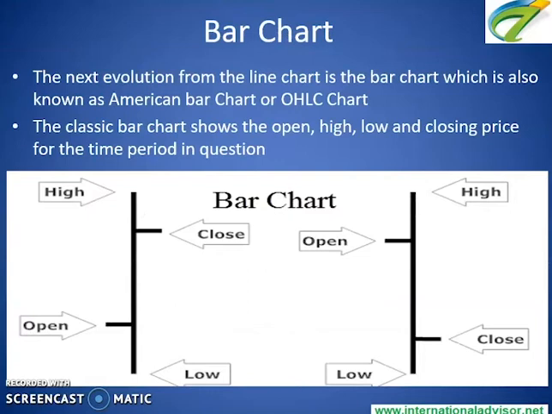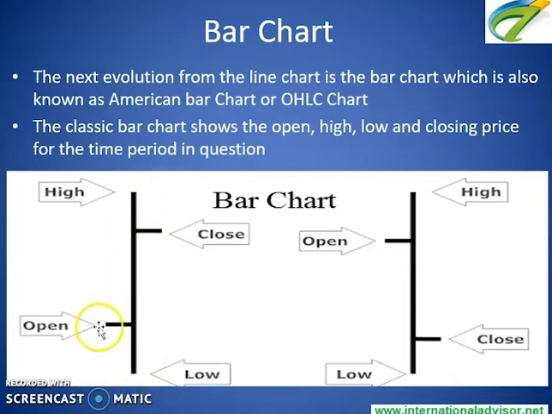The second type, the next evolution from the line chart, is the bar chart, which is also known as the American bar chart or OHLC chart, which is open, high, low, close. Because in the bar, whatever the time frame of the bar is, it could be 1 minute, 5 minutes, 10 minutes, 15 minutes, hourly, 4 hour, daily, weekly, or monthly. Apart from this, it will look like this.